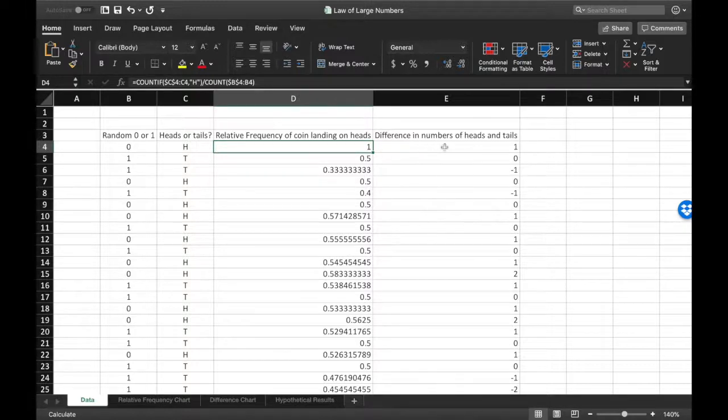And finally, which we'll look at in a little bit, I also have calculated the difference in numbers of heads and tails. So as I go along here, now I've got 1 head and no tails, so 1 minus 0 is 1. Now I've got 1 of each, so the difference is 0. Now I got 2 tails and 1 heads, so now heads minus tails is -1. So that's what this last column is. So first, let's look at visualizing the relative frequency of the coin landing on heads.